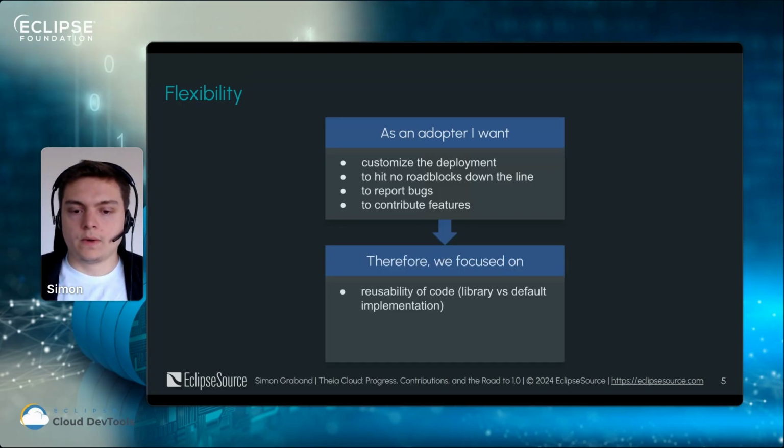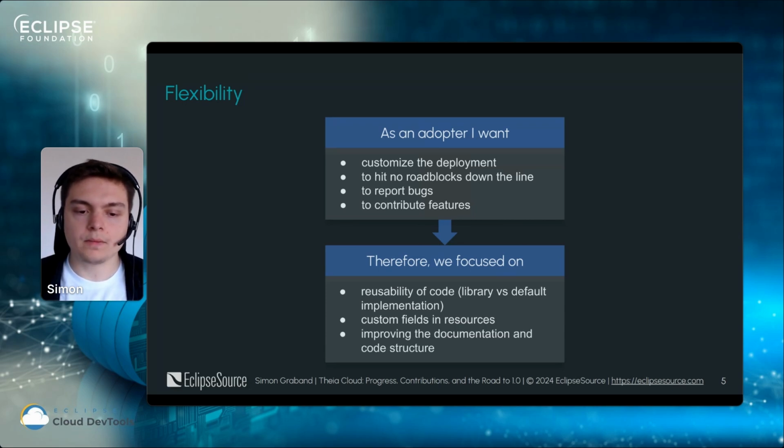And for this, we focused on the reusability of the code. So we split library functions from default implementations so that if a default implementation does not work for you, you can just create your own implementation with the library code. Similarly, we provided custom fields in resources, so you can reuse our resources even if you need to adapt them or add something to them. And lastly, we focused on improving the documentation and code structure to make it easier to report bugs and contribute features.